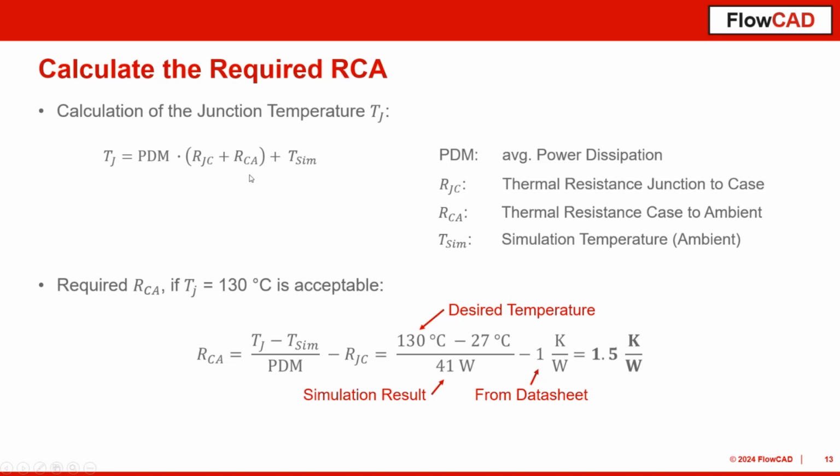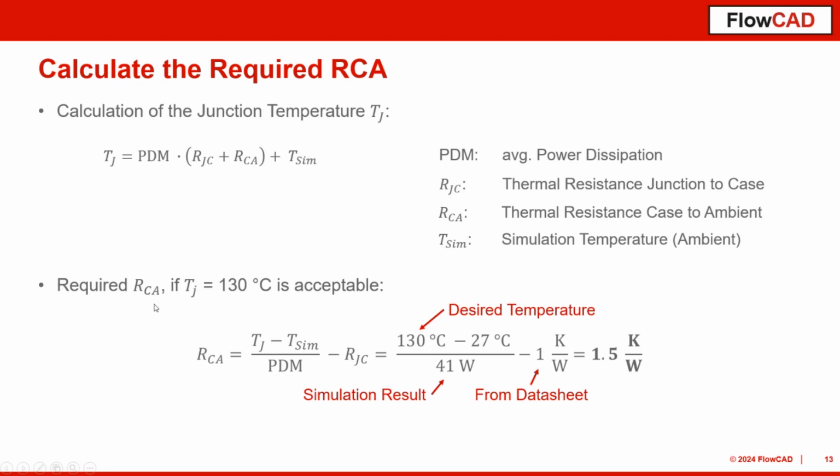So what we can do, for example, is lower the thermal resistance of the case to the ambient, and that is simply called a heatsink. We can put a heatsink on this device and then lower this overall factor and see if we can reach a junction temperature that we want to have.